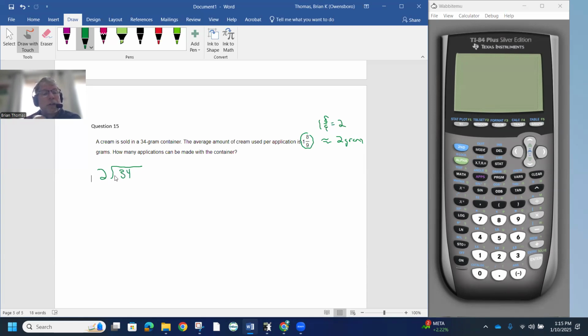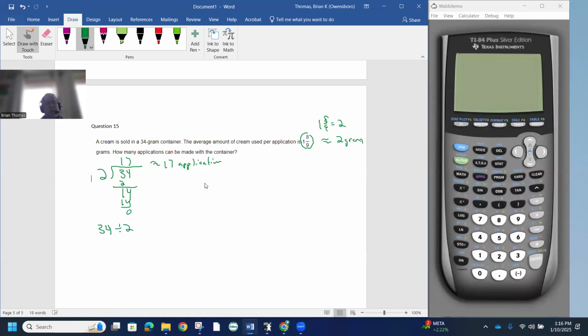If you use long division, 2 goes into 3 one time. 1 times 2 is 2. Subtract, get a remainder of 1, and bring the 4 down. How many twos go into 14? That would be 7. 7 times 2 is 14 with a remainder of 0. So half of 34 would be 17. This tells us that approximately 17 applications can be used. Now, what we pick up on is that this is really written as 34 divided by 2.